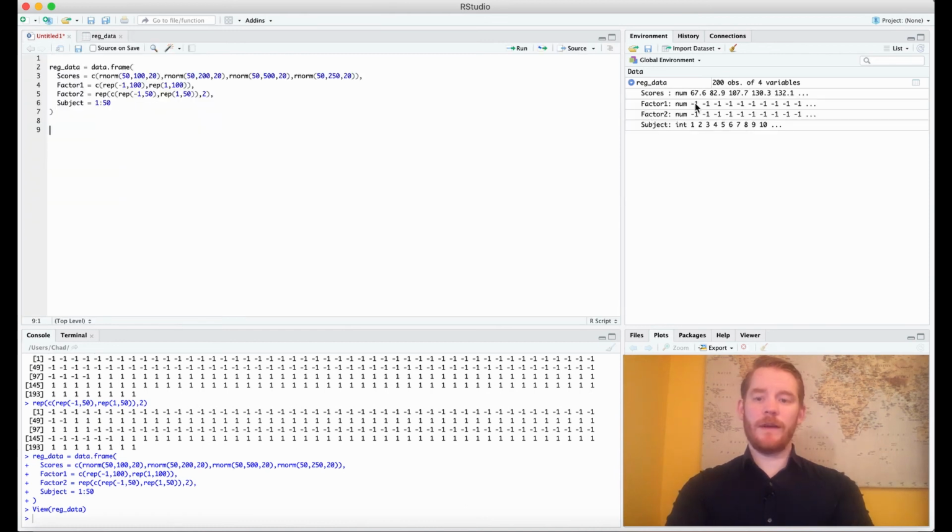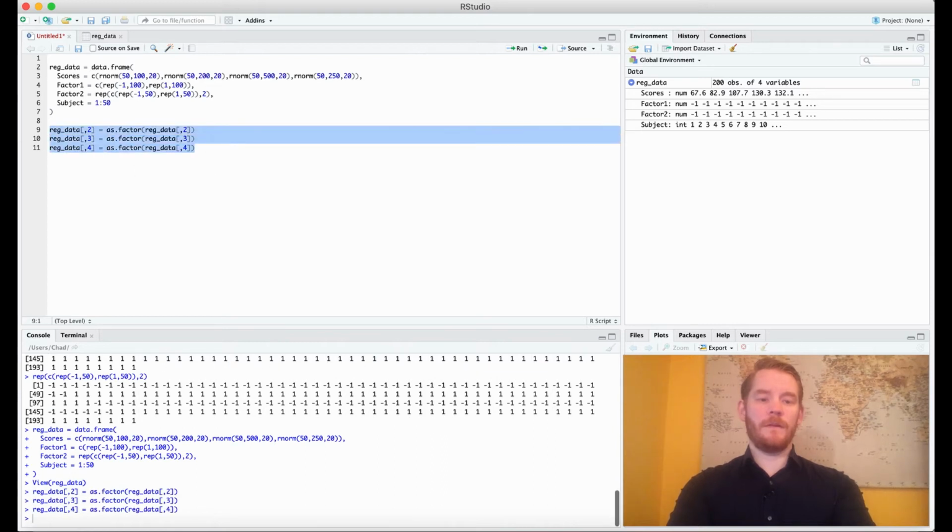What we see is our factor 1 and 2 are numeric and our subject is interval, but what we want is we want them as factors. So what we're going to do is go reg data column 2, because that is our factor 1, equals as.factor reg data column 2. We're going to do this for columns 3 and 4 as well. And there we go. Now they're all factors.